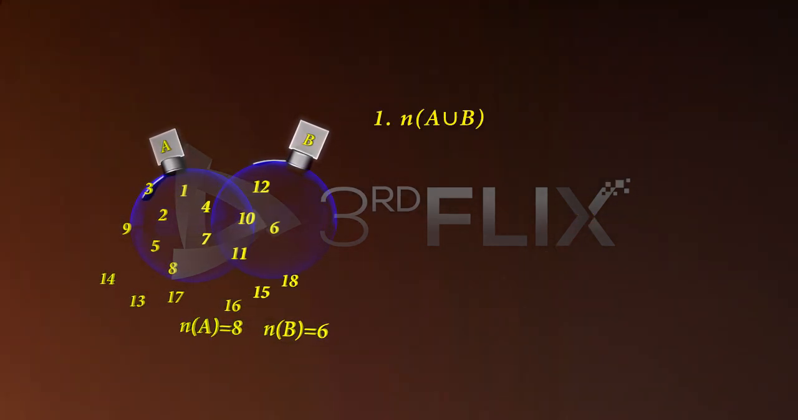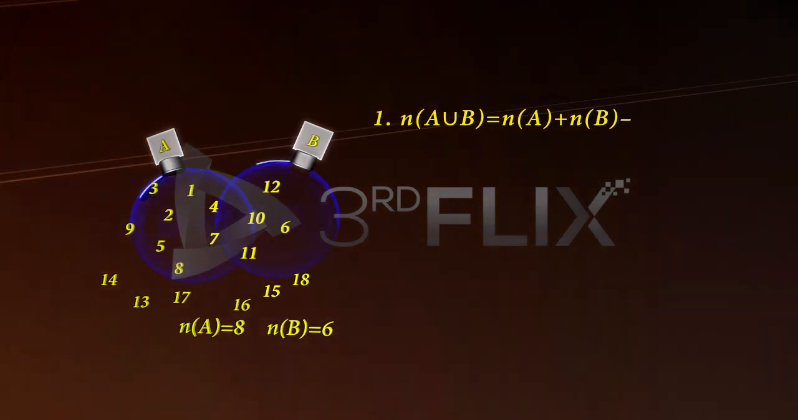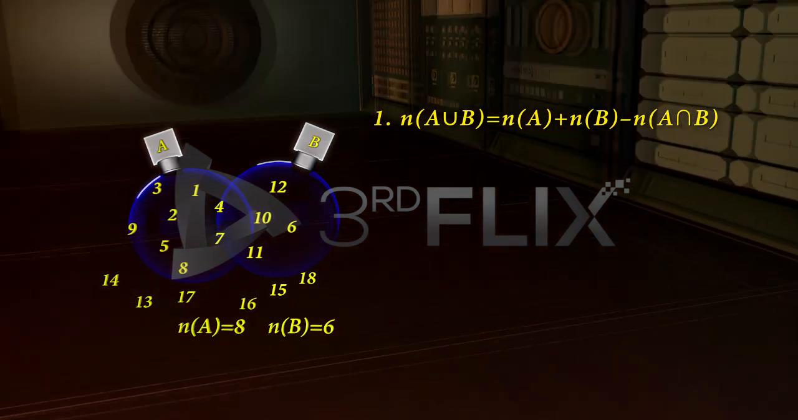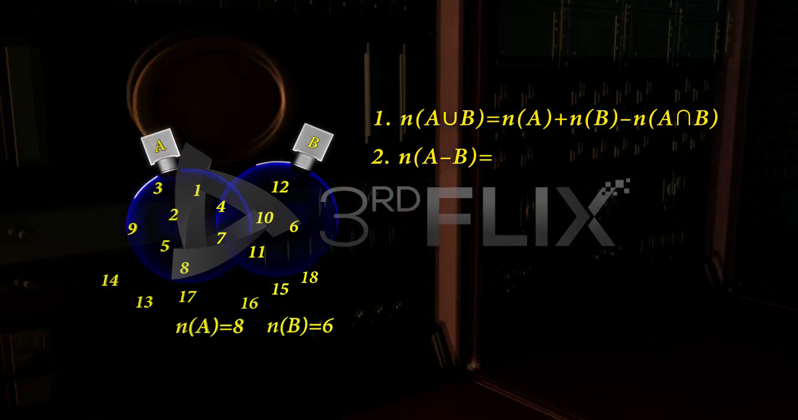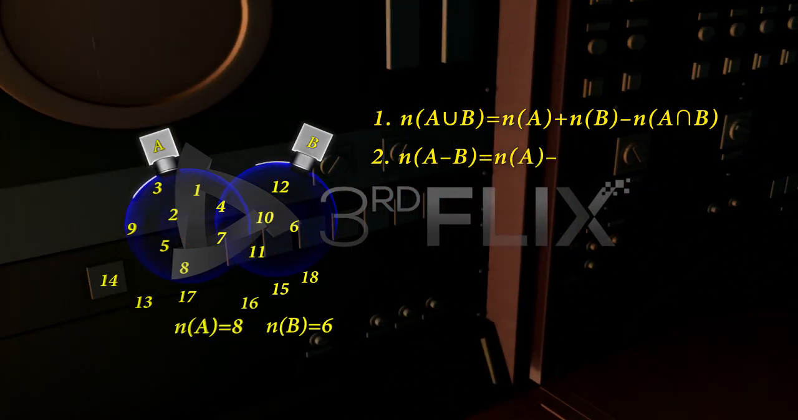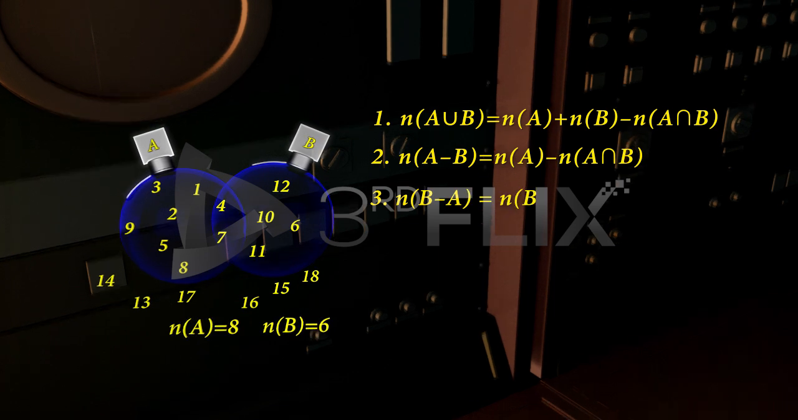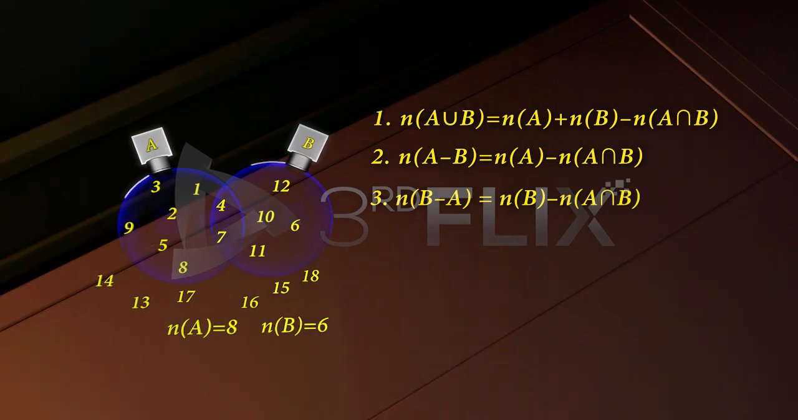n(A union B) equals n(A) plus n(B) minus n(A intersection B). n(A minus B) equals n(A) minus n(A intersection B). n(B minus A) equals n(B) minus n(A intersection B).